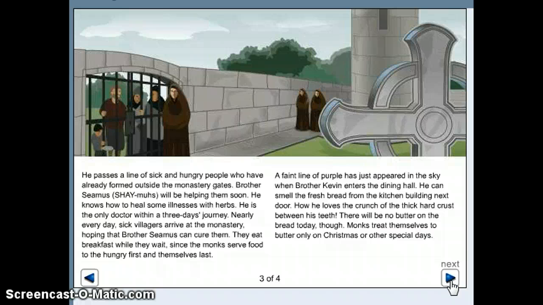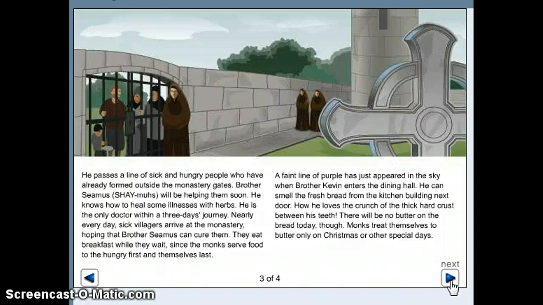Nearly every day, villagers arrive at the monastery hoping that Brother Seamus can cure them. They eat breakfast while they wait, since the monks serve food to the hungry first and themselves last. They always serve others before they serve themselves.